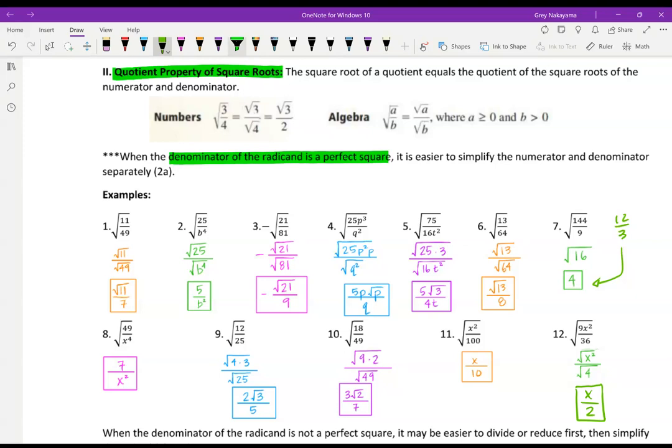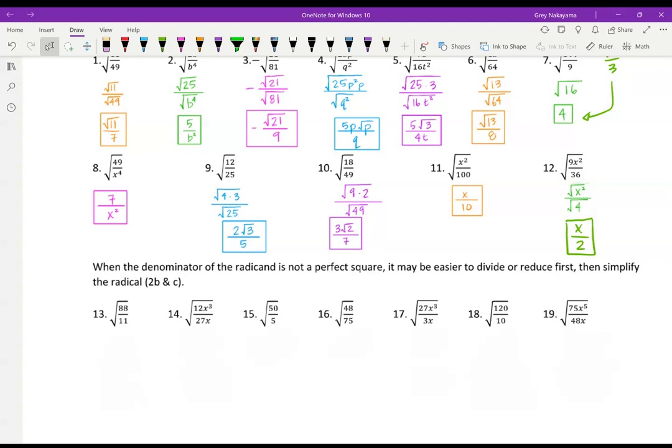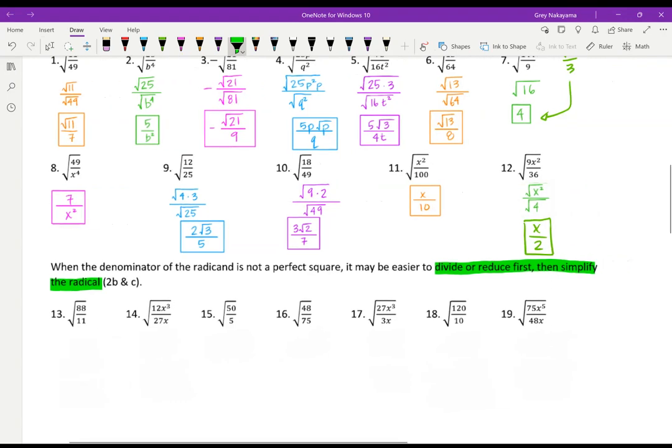All right, in our next group, y'all, when the denominator of the radicand is not a perfect square, sometimes it's easier to divide or reduce first. So I've always kind of mentioned that I do this. Simplify the expression before doing the radical will save you some work. And here are some examples of that.